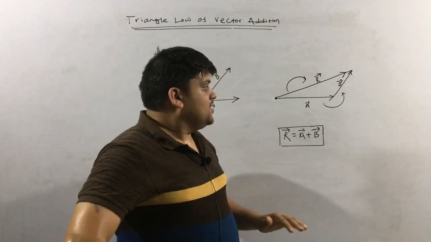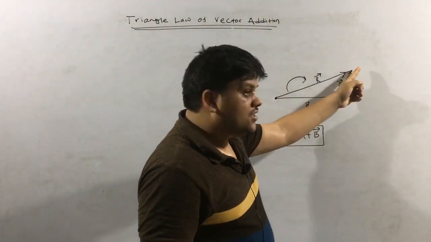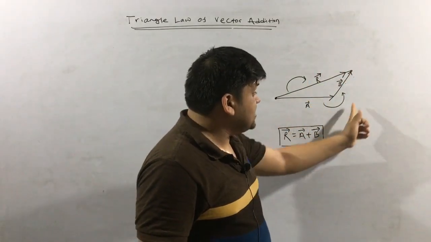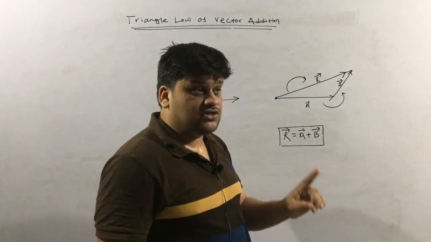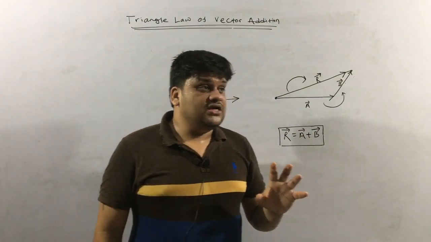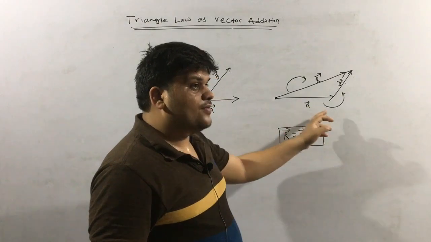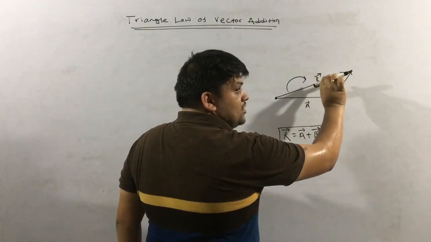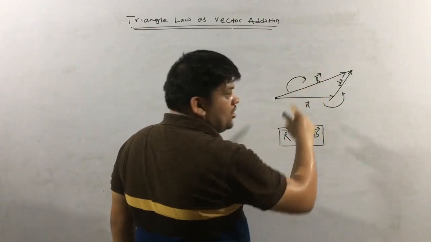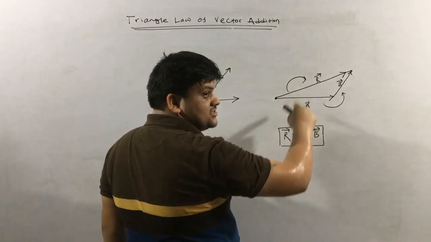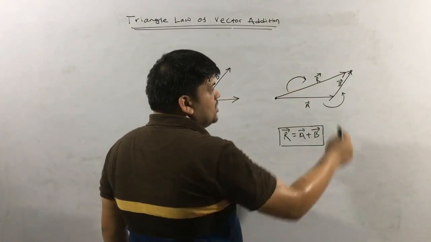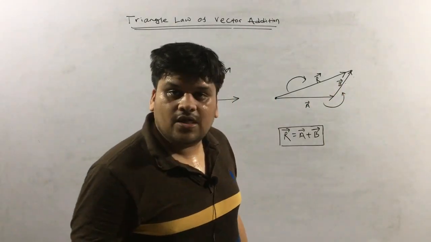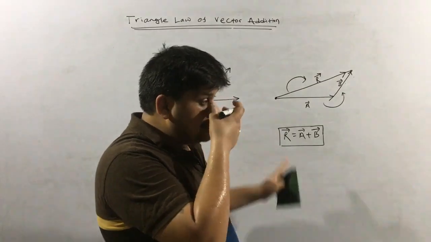Is it clear? If two vectors are represented by two sides of a triangle taken in same order, that is the most important part, because this order will give you the direction. Taken in same order, then the third side of the triangle directed in the opposite order. If this order is like this, it is like this. So directed in opposite order gives the resultant of these given vectors. Okay, so that is the triangle law definition, and this is the graphical method.